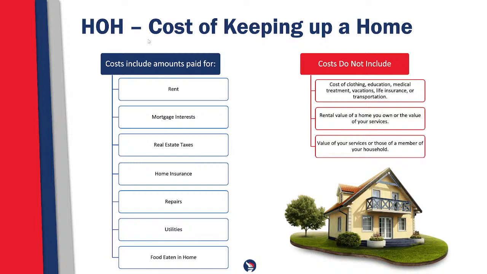When we're talking about head of household, one of the factors is the cost of keeping up the home. Costs that can be included are amounts paid for rent, mortgage, real estate taxes, home insurance, repairs to the house, utilities for the house. This one's specific, so let's point this out: food eaten in the home. So you don't get to count the costs of taking the kids out to McDonald's and eating at McDonald's. However, eating in the home, you do get to count the cost of going through the drive-thru at McDonald's and taking it home and eating at the dining room table.